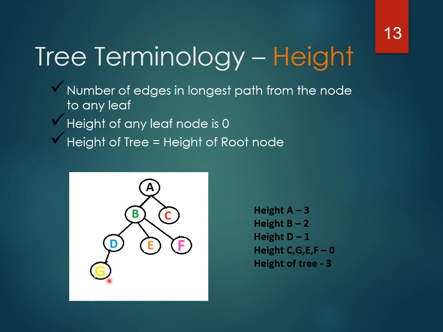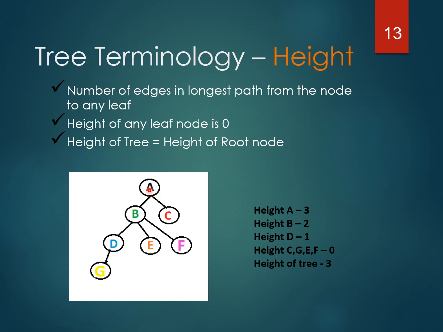Similarly, all the leaf nodes have height 0. So the height of C, G, E, F, all that is 0. Height of D: we calculate it from the bottom. There is only one edge to D from the leaf node, so the height of D is 1. The height of B is 2 because there are two edges from the leaf node, 1, 2. The height of A is 3: 1, 2, 3. So the height of each node is calculated from any leaf node.